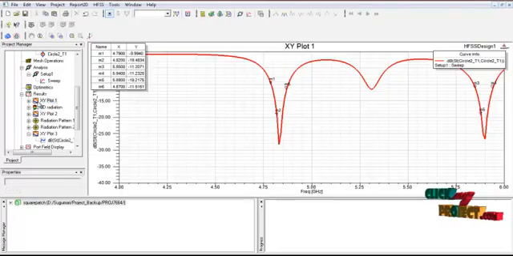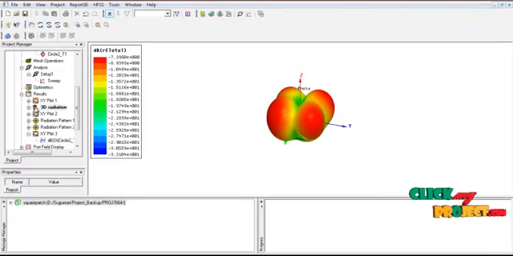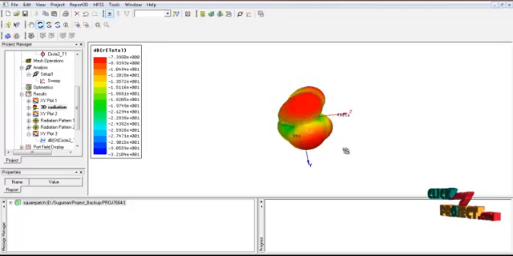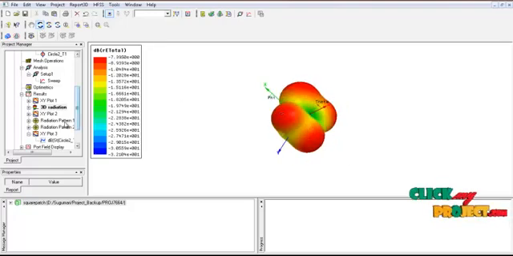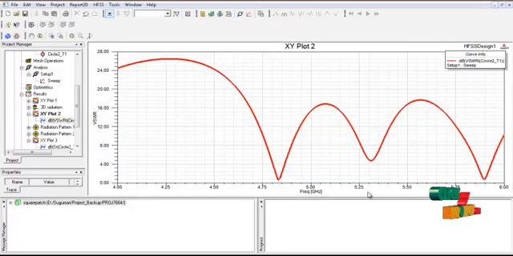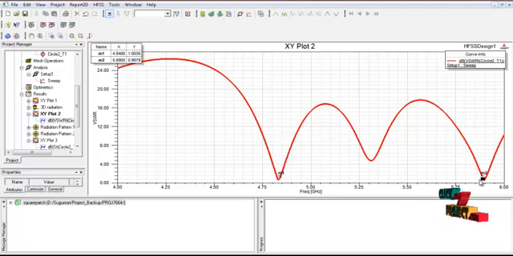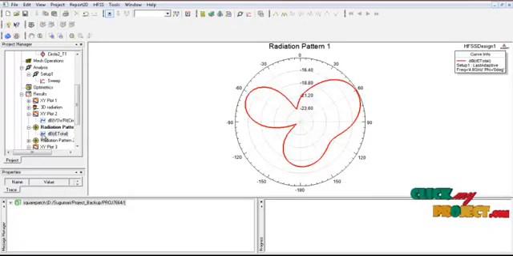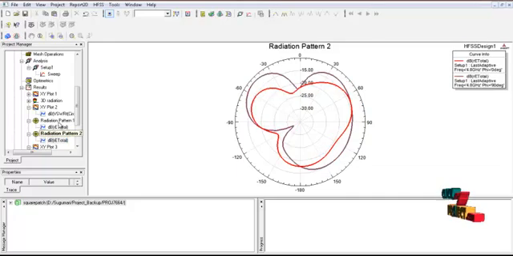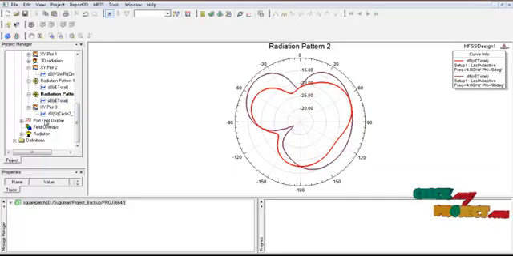And then the next figure is the 3D radiation pattern. In the 3D radiation pattern, we calculate XYZ. The red denotes the maximum intensity of the process. Then we calculate the VSWR. This is one dip, and this is another one. Then the 2D radiation pattern: we get the 2D radiation pattern of the antenna, and this is also a 2D radiation pattern of the process.